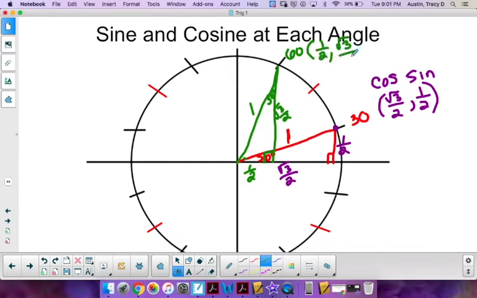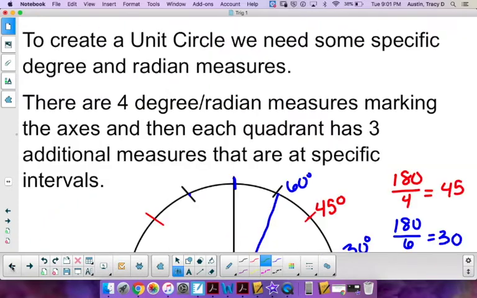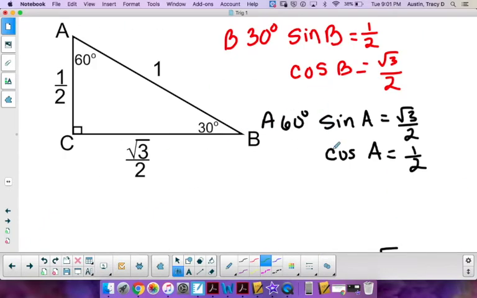Now my x value is a half, and that again is my cosine of 60. If you go back and look, cosine of 60 degrees is a half.